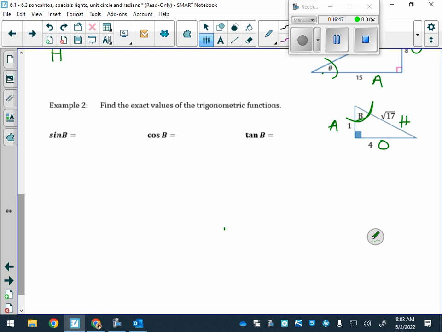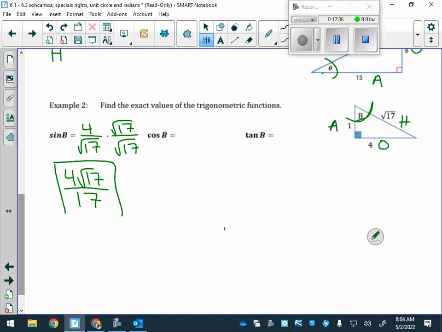Finn. 4 over root 17. Now, can we have a radical in the denominator? No. So what do we have to do? Yeah. Multiply top and bottom by root 17. So we have 4 root 17 over 17 as the sine of B.